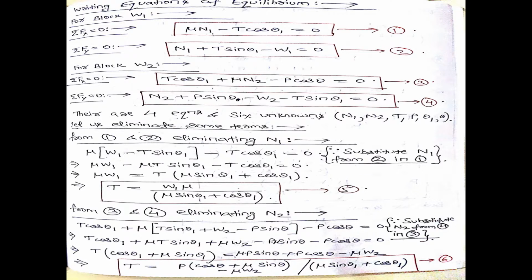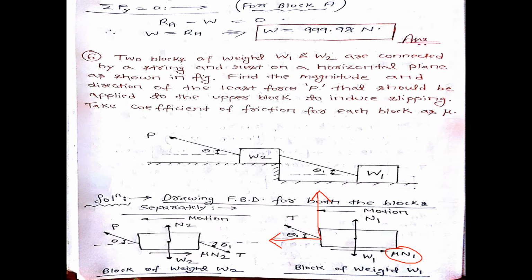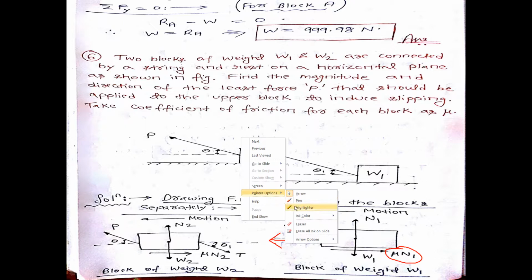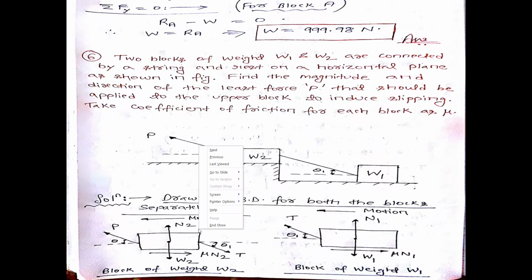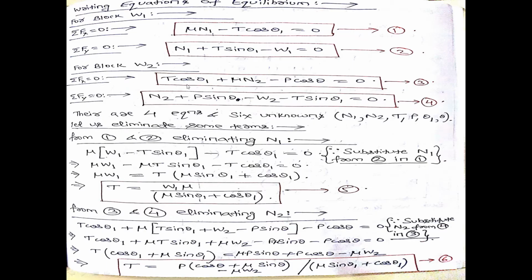Okay. The same thing we have to do for the second block also. So let us write down the equations of equilibrium for the second block. First, summation Fx equal to 0. That means minus P cos theta, plus T cos theta 1, plus mu N2 is equal to 0. Check it. That is T cos theta 1 minus P cos theta plus mu N2 is equal to 0, which is equation number 3.